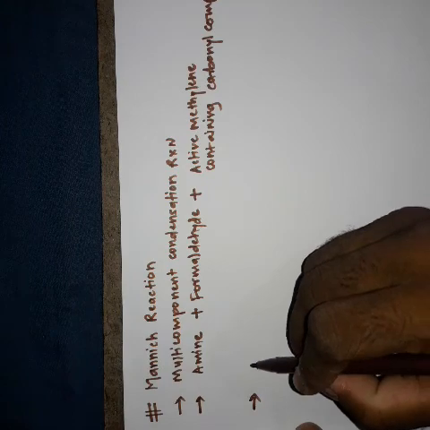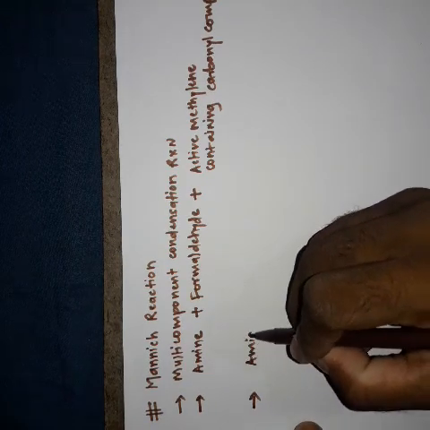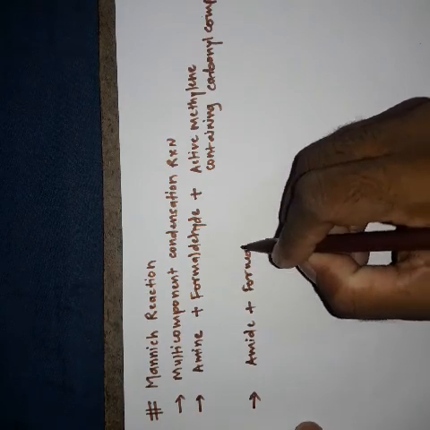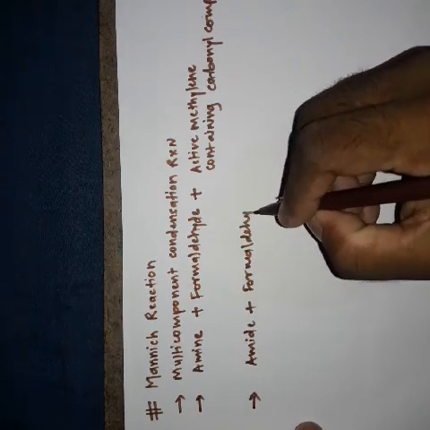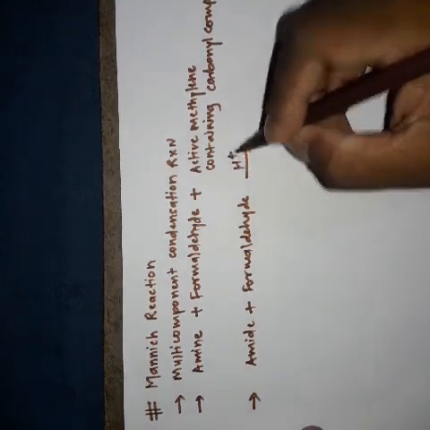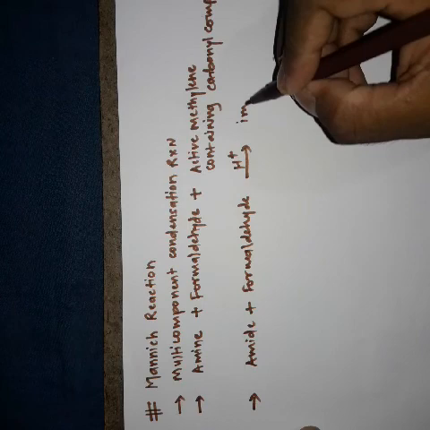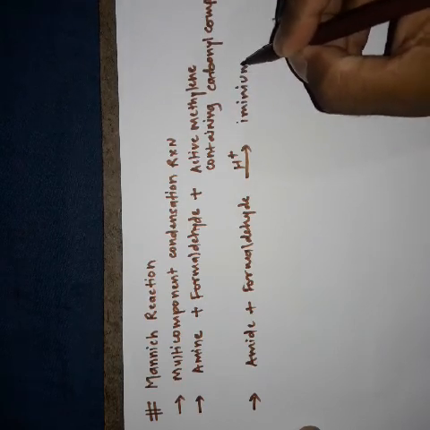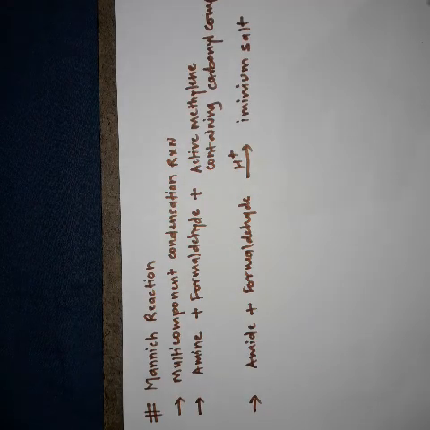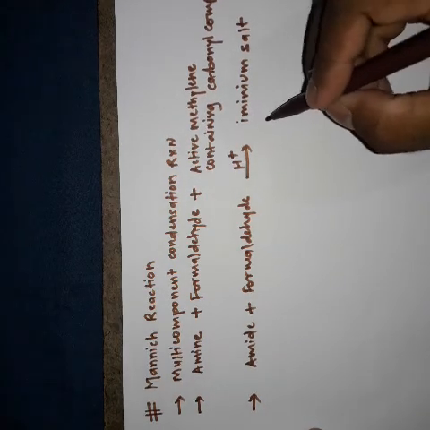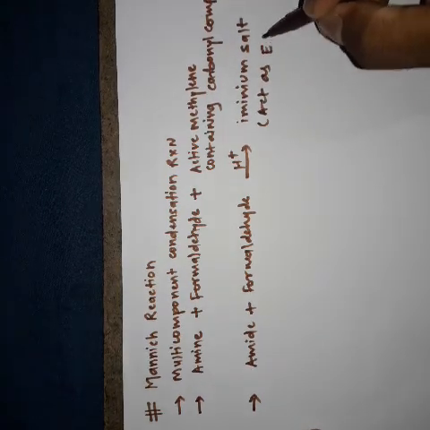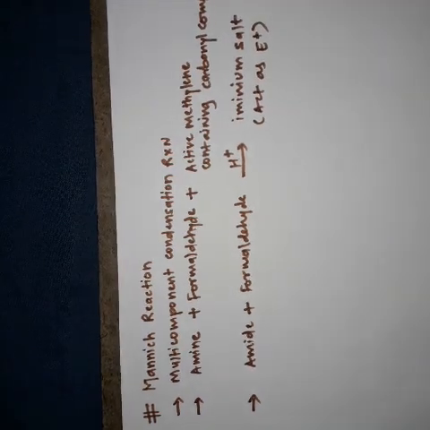Initially, amine and formaldehyde react together, basically in acidic condition, and they provide us the iminium salt. Basically we are preparing an electrophile. The iminium salt acts as an electrophile, E plus.